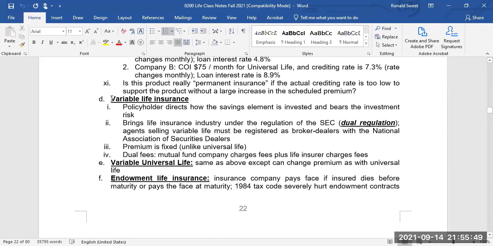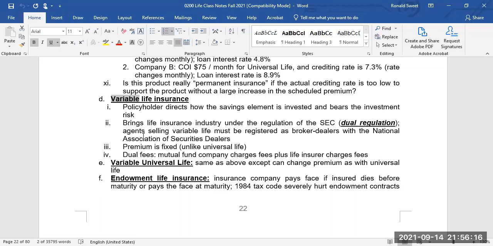All right, let's add another word. Variable. Variable life. So we got universal, now we're adding variable. What is variable? Well, remember that second disintermediation for the stock market? So the life insurance industry said, wow, all this money is going to the stock market. We should be able to do some of that.